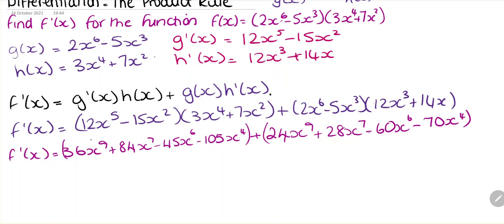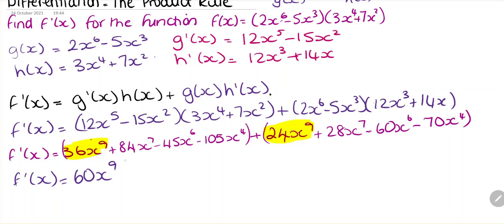Okay, we're going to simplify the terms. So let's have a look at what we have. So we have power 9. So our derivative: we've got 36 and 24. So this is going to be 60x^9.